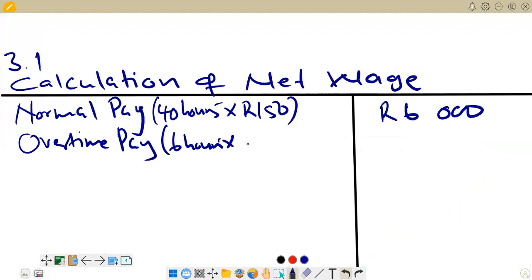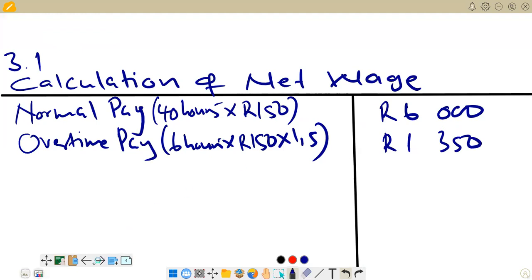We multiply by the rate that we are having for normal, which is 150 times 1.5. That is 1.5 there. Then we calculate that correctly, the answer that you're supposed to get is 1,350. So this is what we have in terms of overtime pay.